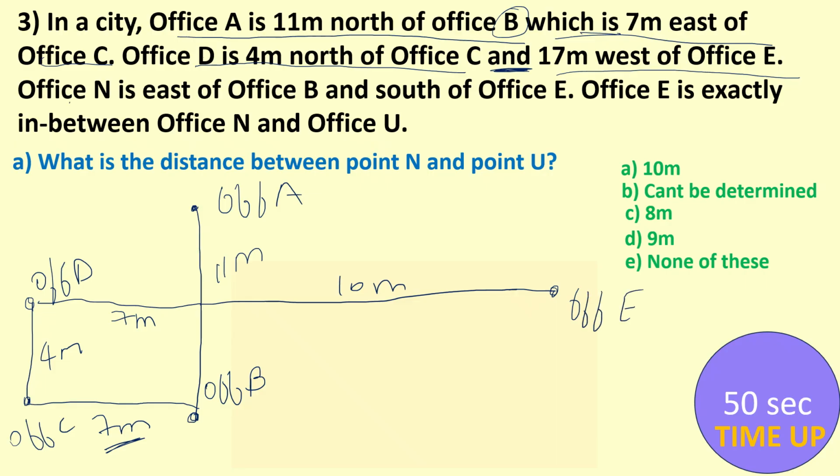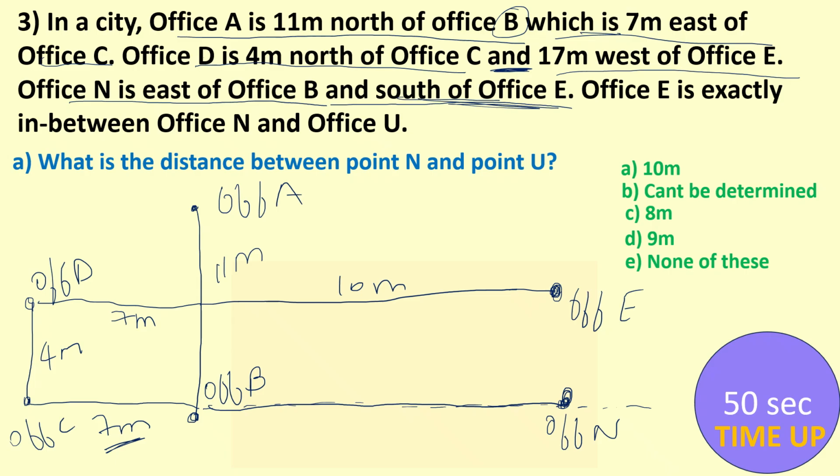Office N is east of office B, but they have not given you the distance. Correct? East means it can be anywhere. So I'll take it somewhere here. Office N. Next, and south of office E. So it is south of office E means it should stop here. Office N should stop here. It is in the east of office B, but we did not know what is the distance. But they have said south of office E. So it should be here only.